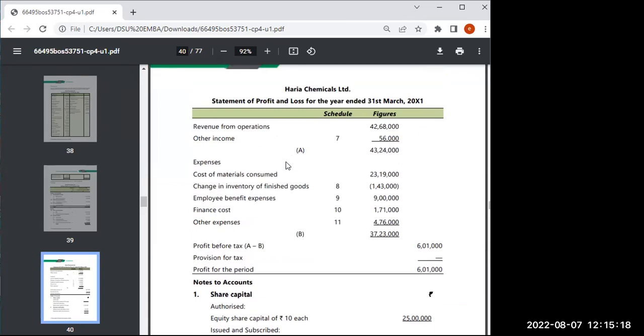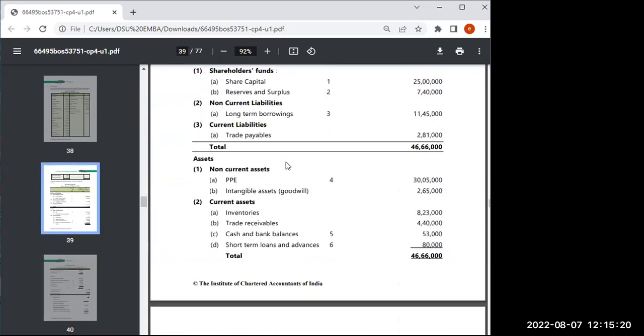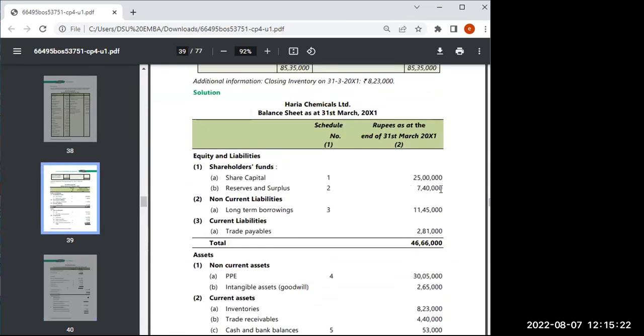7,40,000 is the reserves and surplus in the balance sheet. Next, point number 2, non-current liabilities in the balance sheet. Non-current liabilities is the second heading. Under that, point number A, long-term borrowings.